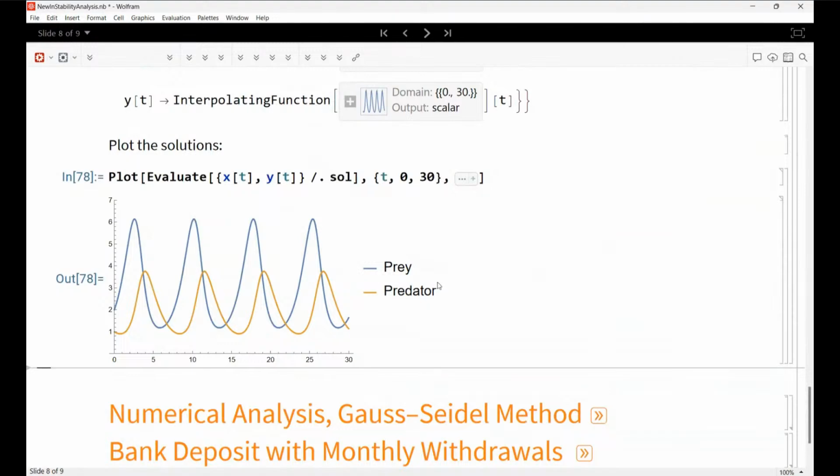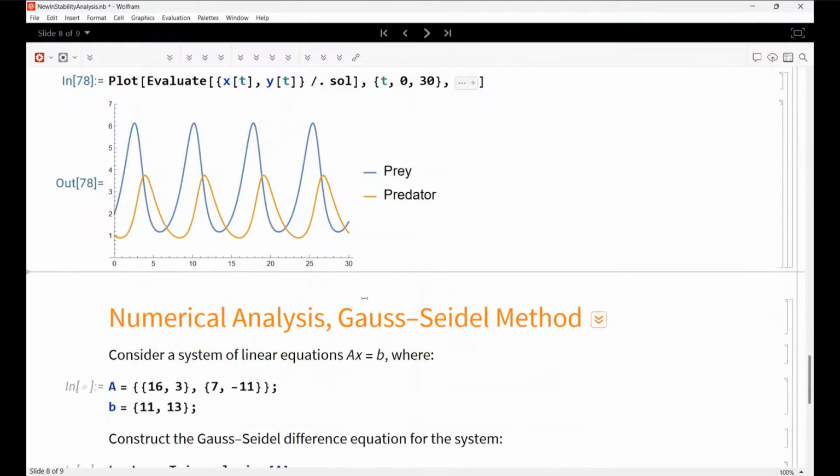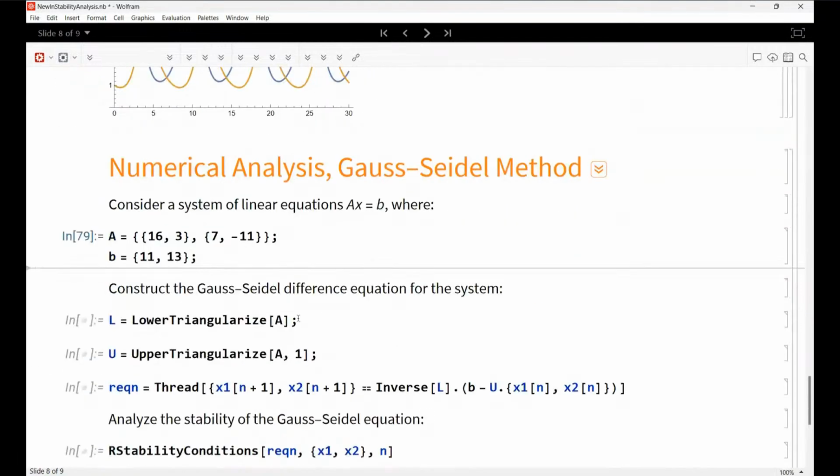As a next example, let's consider the so-called Gauss-Seidel method, which allows us to solve linear systems of equations of the form Ax equal to b. Here A is a matrix, and x and b are vectors. Let's specify A and b and construct the Gauss-Seidel recurrence equation.